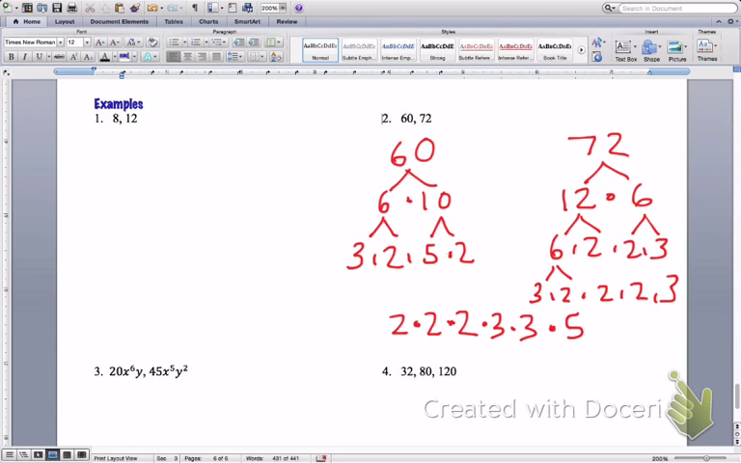So 2 times 2 is 4, times 2 is 8. 8 times 3 is 24. Times 3 is 72, and times 5 is 360. So the LCM is equal to 360. So again, same answer for all of them, just pick the method you like best.